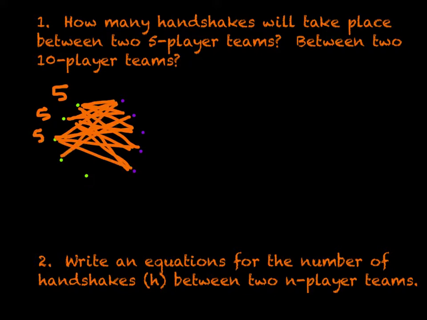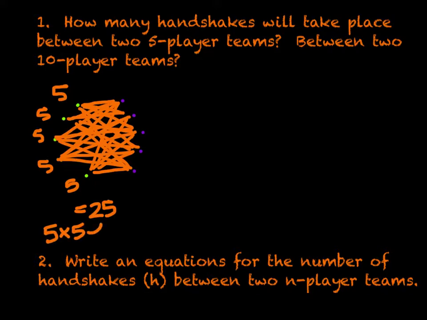And what I'm noticing is each player shakes hands with every other player 5 times. So if we have 5 total players on one team and 5 total players on the other team, I'm seeing that we have a total of 25 handshakes. Relating that back to the number of players, I have 5 players times 5 other players, and I get 25 total handshakes.